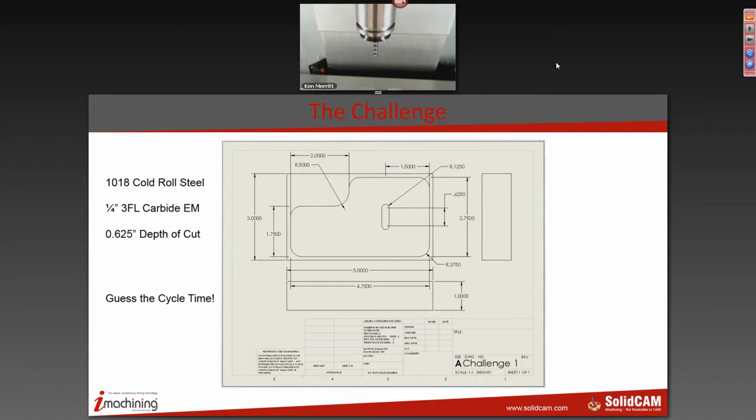You can see that this particular part, just a simple drawing, is 1018 cold rolled steel. We're going to use a 1/4 inch 3-flute carbide end mill to cut this part, and we're going to be cutting at a depth of .625.